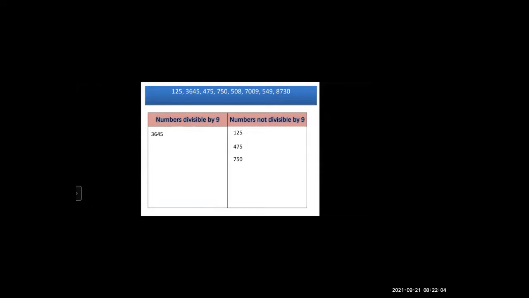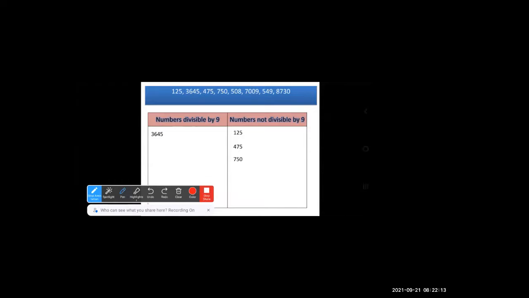Now let us take the number 508. Check the sum of the digits. Just add 5 plus 8. 5 plus 8 is how much?